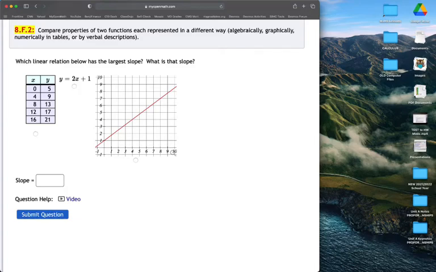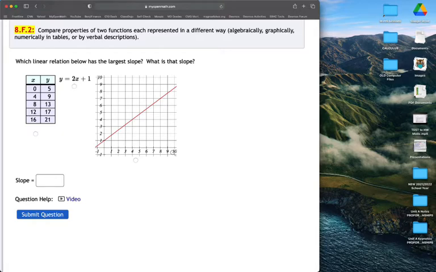In this particular standard 8.F.2, this is where we compare functions that are represented in different ways. Algebraically, like maybe given a function, graphically in terms of a graph, maybe given a table, or maybe sometimes just with context. As you can see in this particular problem, we have a table, we have a function, and we have a graph. And the question is, which of these has the largest slope, and then what is that slope?